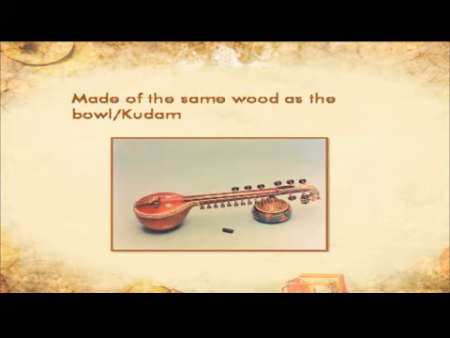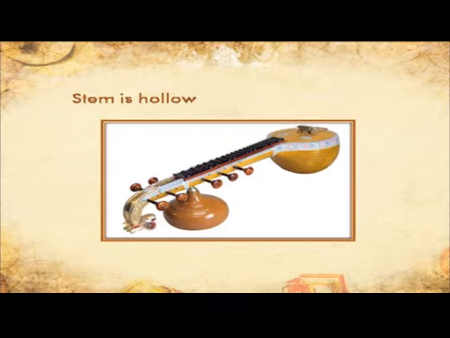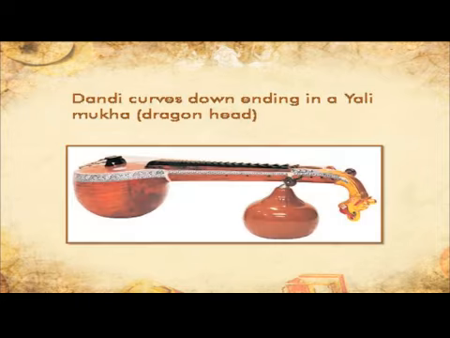Dandi. The dandi of the veena is made of the same wood as the bowl or kudam. A projection separates the stem of the dandi from the kudam. The stem is also hollow. The neck is attached to the dandi with ornamental joints made of ivory. The dandi curves down, ending in a yali mukha or dragon head.